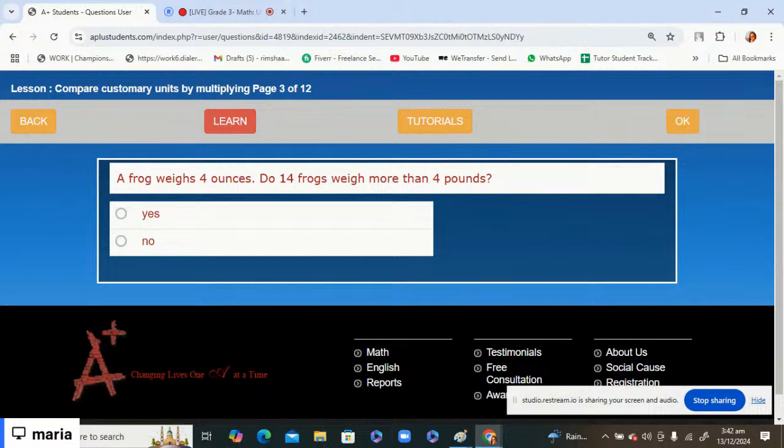Multiply first of all 4 with 14 and multiply the 4 with the 4. As we know, 14 times 4 is greater as compared to 4 times 4, that is only 16. So we can say that yes, 14 frogs weigh more than the 4 pounds. Okay. So the answer is yes.